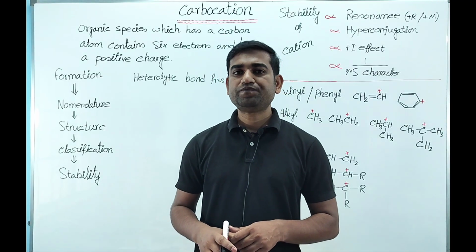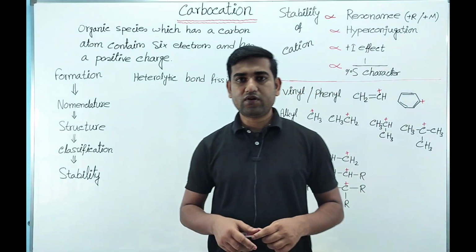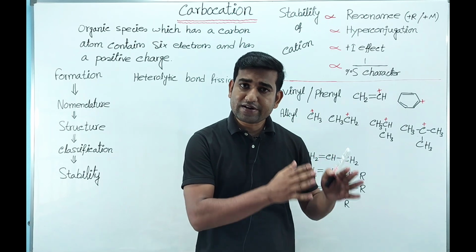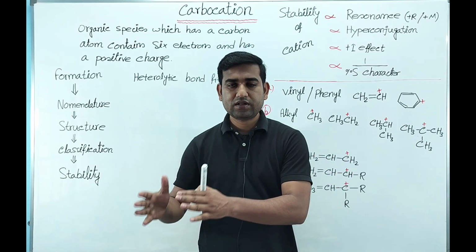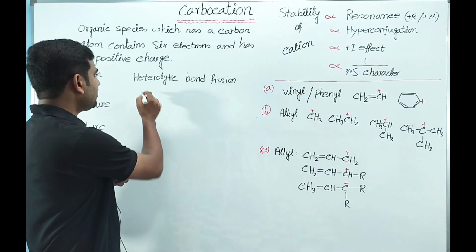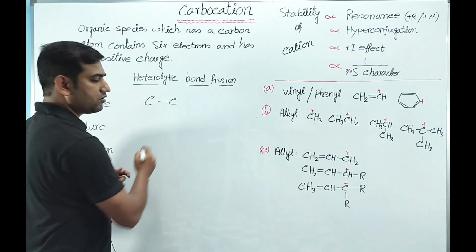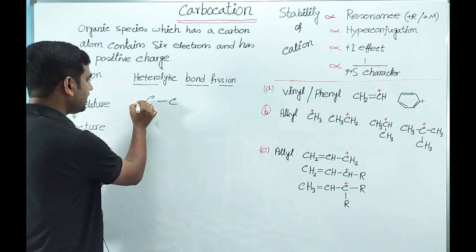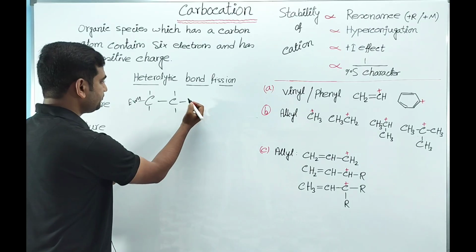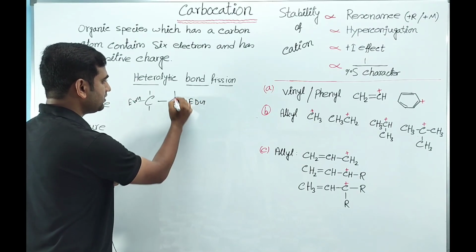So first of all, how is the carbocation formed? When a covalent bond between two carbon atoms undergoes heterolytic bond fission, only at that time is a carbocation formed. Let me explain with an example. Heterolytic bond fission means suppose a carbon covalent bond is there with an electron withdrawing group attached, and an electron donating group, hydrogen.